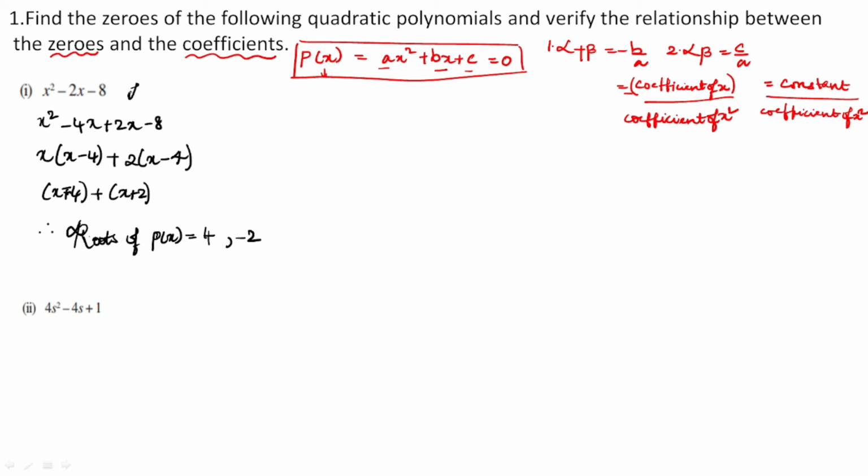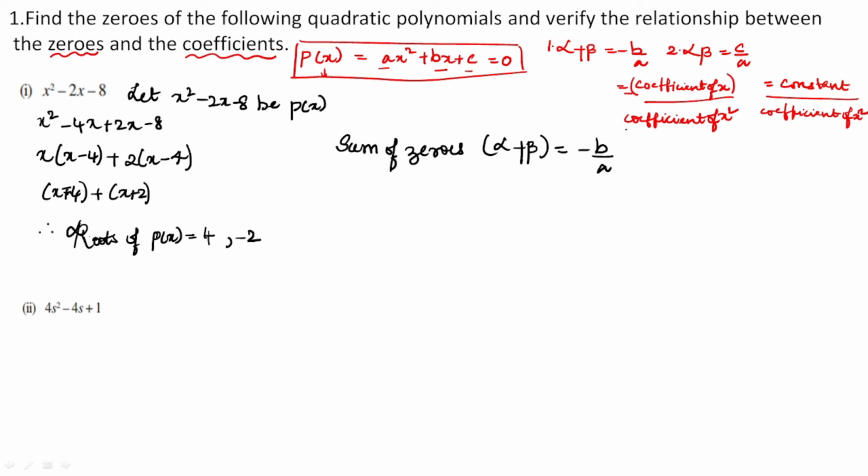Let x square minus 2x minus 8 be p of x. We will verify the sum of roots first, that is alpha plus beta, which is the negative of the coefficient of x by the coefficient of x square, that is minus b by a. But before that, let us compute alpha plus beta. Alpha plus beta is 4 minus 2, which is 2. How much is minus b by a? Minus b by a is negative of negative 2 by 1, because the coefficient of x is minus 2 and the coefficient of x square is 1. So this is equal to 2.